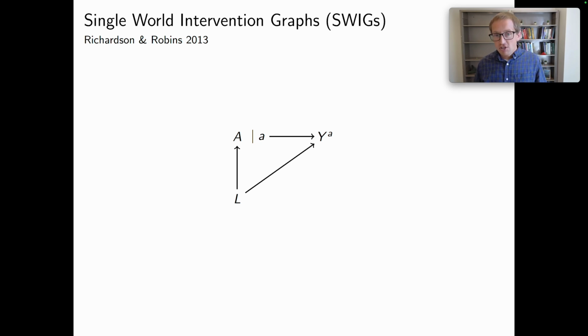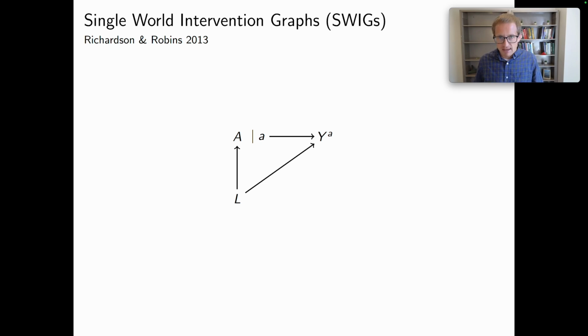But then we're going to imagine a hypothetical world in which that treatment is set by some intervention to the value little a. Now, in that hypothetical world, you'll notice the value little a is not a consequence of the confounder L because it's set by an intervention. You'll also see that all variables downstream of little a are going to have these superscripts a because they're all potential outcomes that would be realized in this hypothetical world.